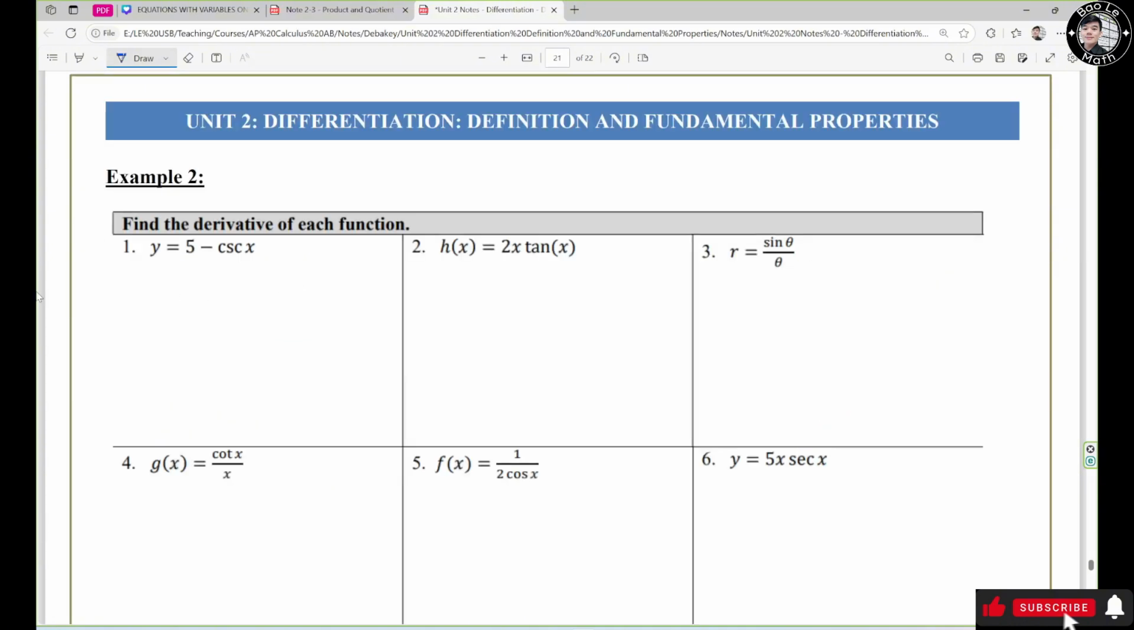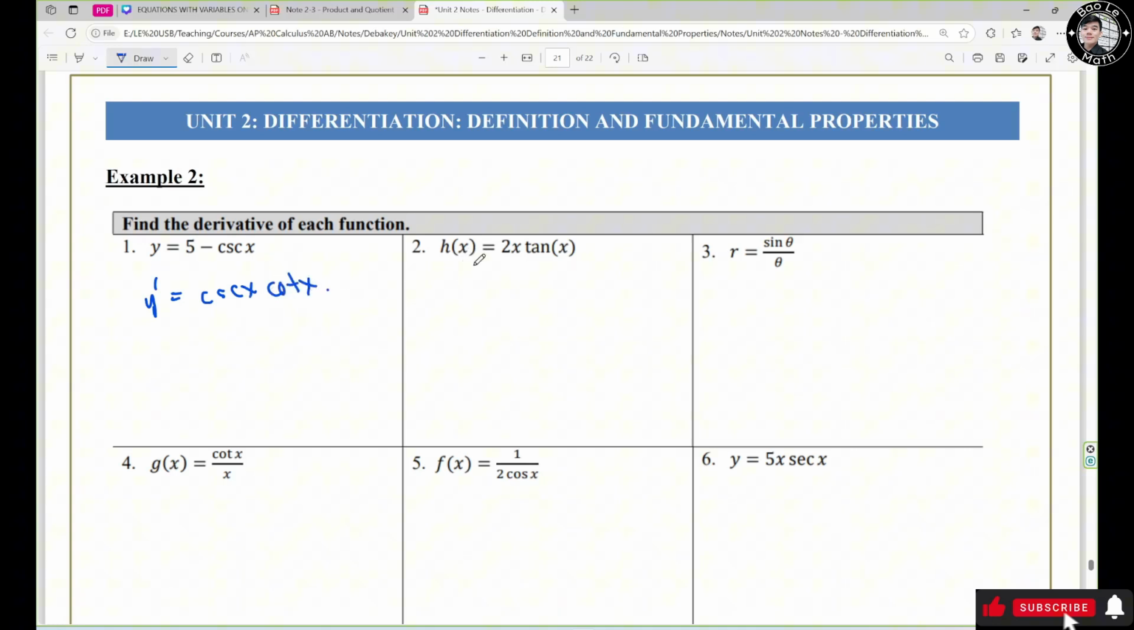Now, example number 2, find the derivative of each of the following. So y prime equals, the derivative of pi equals 0, right? The derivative of cosecant x is negative cosecant x times cotangent x, and you have the negative sign here, so it turns out to be positive. So it should be cosecant x cotangent x, right?